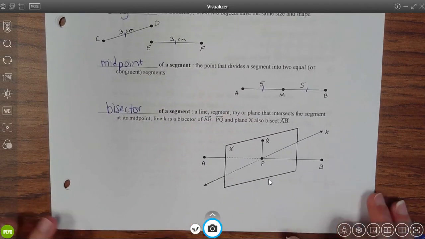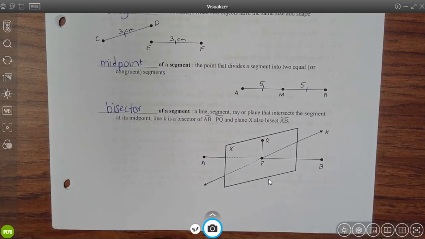And finally, the bisector of a segment is a line, segment, ray, or plane that is intersecting another segment at that segment's midpoint. For example, here, line K is a bisector of segment AB because line K is going through the midpoint P. Plane X is also bisecting segment AB because it's going through P. And segment PQ is also bisecting segment AB because it's going through the midpoint.